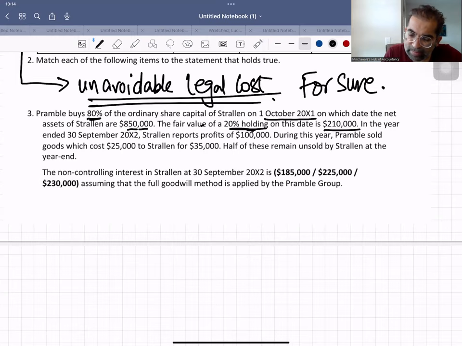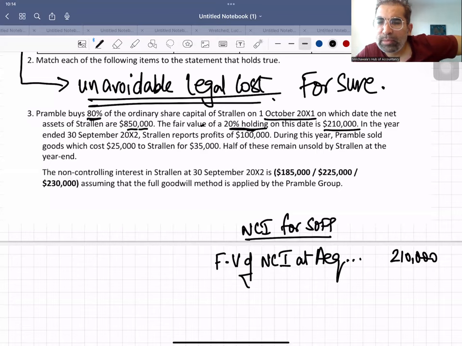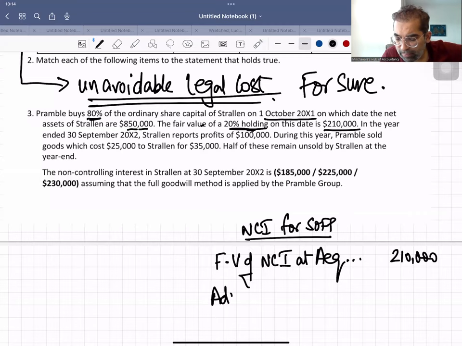So if you want to calculate NCI for SOFP using the full goodwill method, hope you remember it. The first line is the fair value of NCI at acquisition. Fair value of NCI at acquisition is 210,000. Add S company's post-acquisition retained earnings share. Hope you remember, S company's post retained earnings or post net asset share.